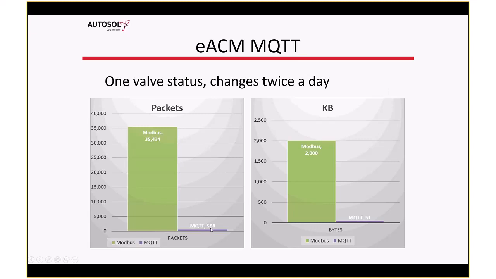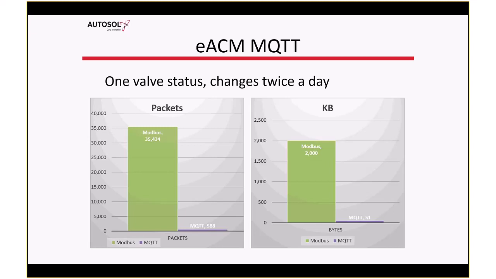Probably, I would say 500 of those are probably just pings between the MQTT edge device and the broker to make sure that there was still a good connection. Now, in terms of actual bandwidth, it took 2 megabytes to monitor that valve that changed twice a day, open, close. And it took MQTT 51 kilobytes. So that's over a 90% compression rate, or a 90% reduction on bandwidth consumption for just one valve.